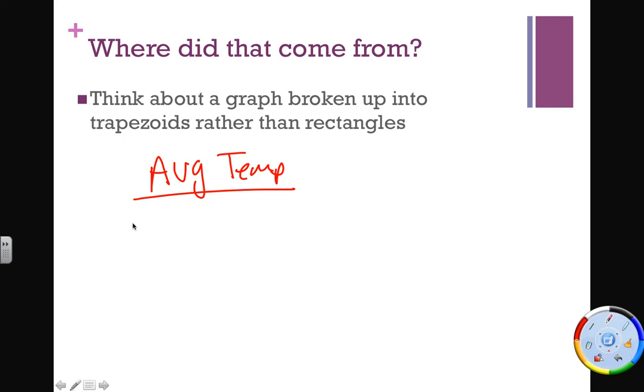1 hour. Let's say at noon. I think in this particular example, you're talking about every hour after noon. So noon, it's 63. At 1 o'clock, it's 65. At 2 o'clock, it's 66. At 3 o'clock, it's 68. And so on and so forth out to midnight, where it's 55 degrees.